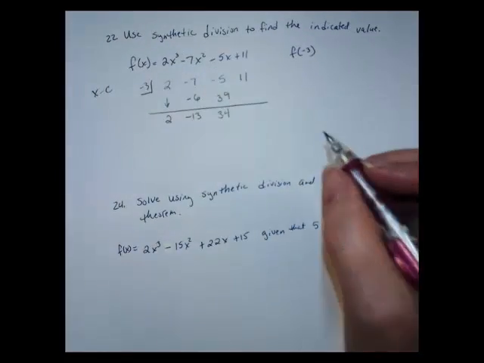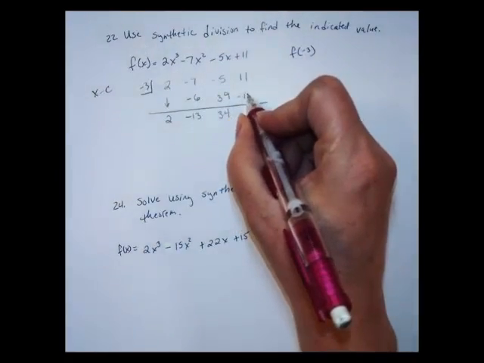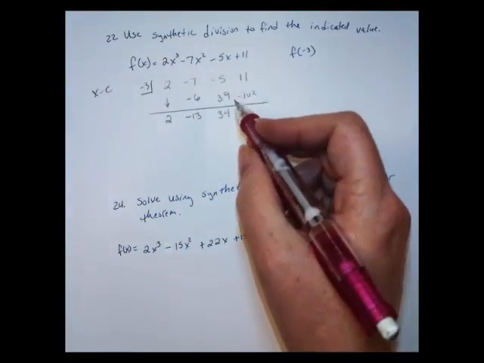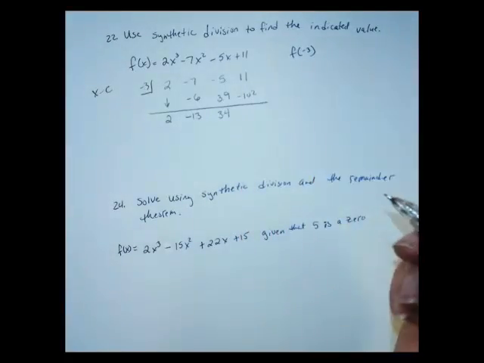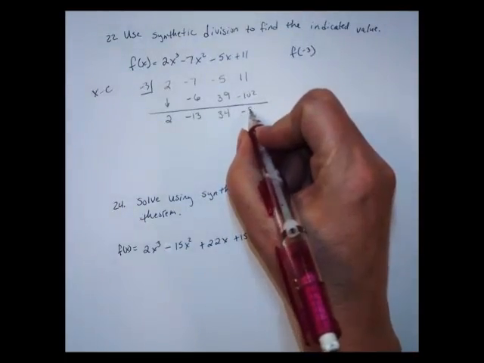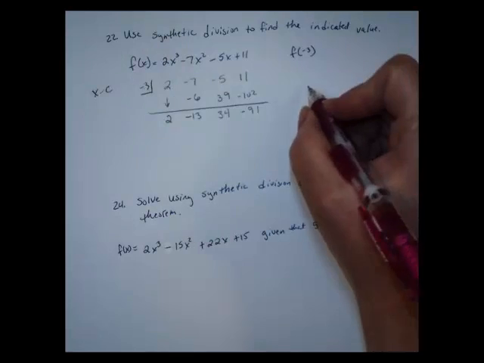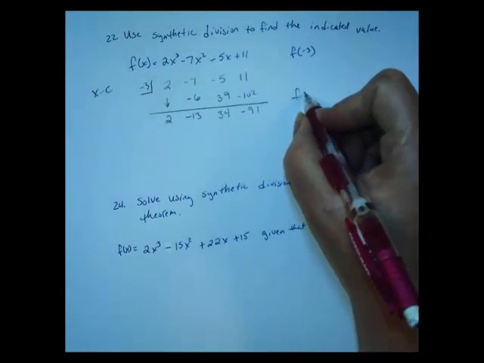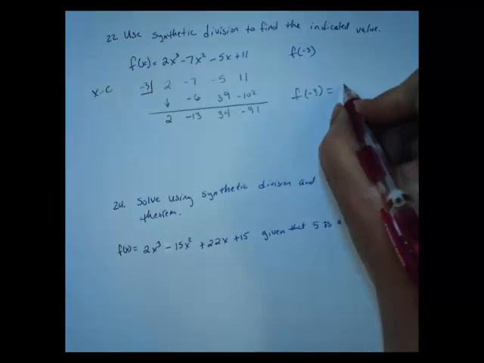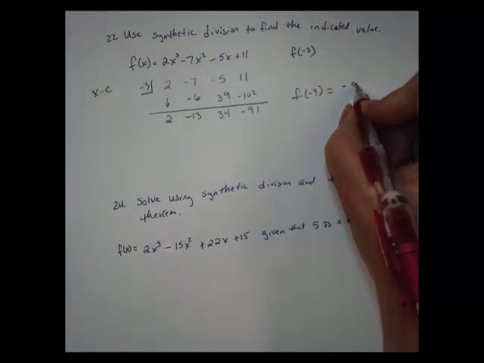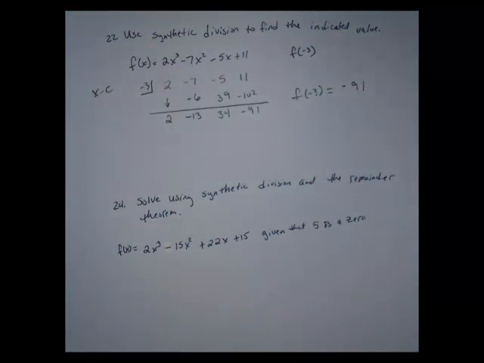34 times -3 gets us -102. 11 plus -102 is going to get us -91. So in this case, f at -3 will equal -91. That's all you're looking for. You're looking for the remainder that happens at the end.